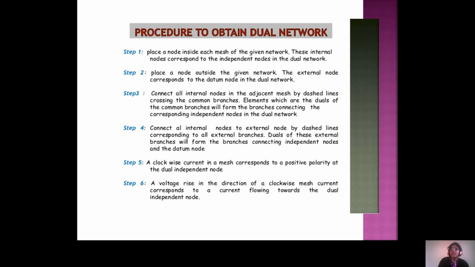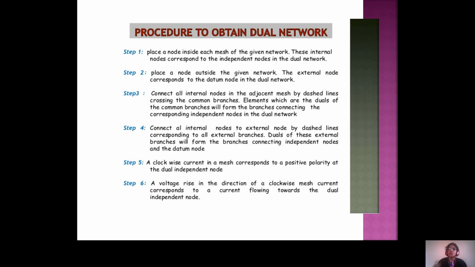Next, second step. Place another node, which will be the reference node, outside of the network. So place a node outside the given network, the external node corresponding to the datum node in the dual network, or reference node.